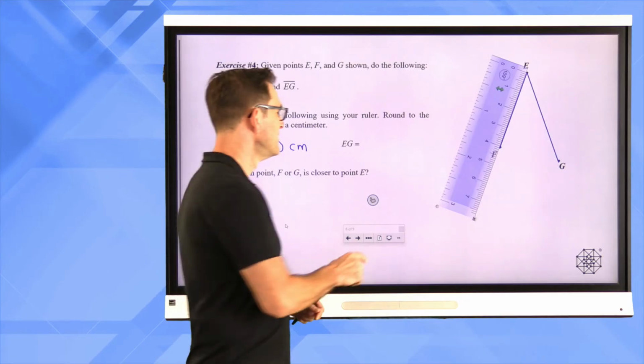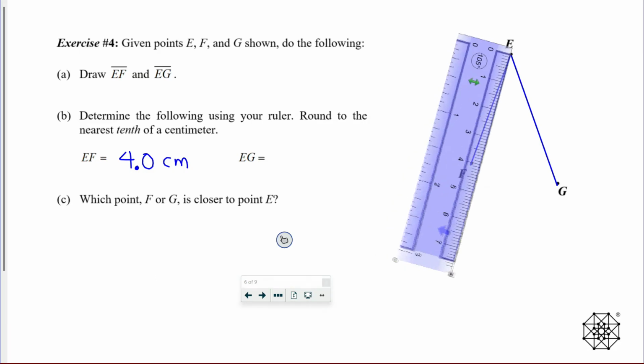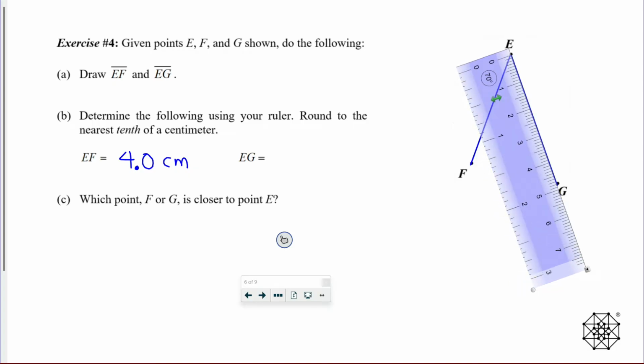All right, let's take a look. Whoop, boy, I thought that would just rotate. Here we go. Looks like EG is 4.8 centimeters.